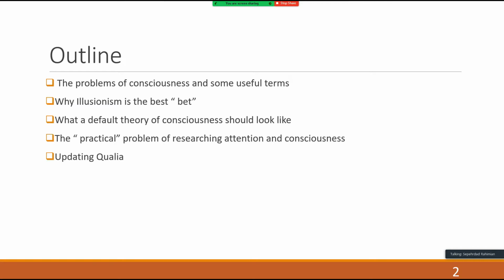And then, after a very fun slide about the practical problems of researching things like attention and consciousness, and especially their relationship, I'm going to finally start to talk about the project that I have.